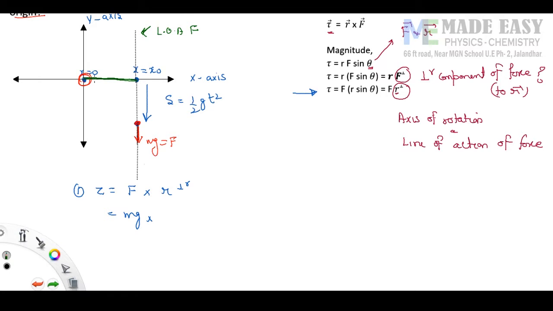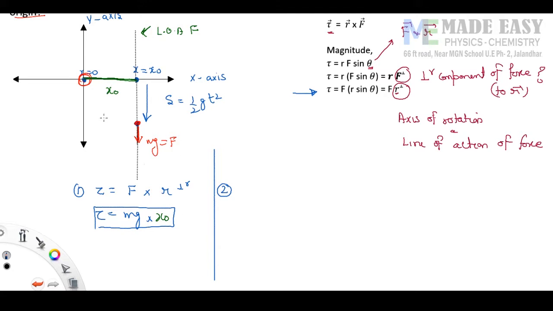And we know this distance is equal to x naught, right? This is x equal to 0. This is x is equal to x naught. So distance between 2 points is x naught. So perpendicular distance कितना आ गया हमारा? X naught. So torque can be written as mg into x naught.